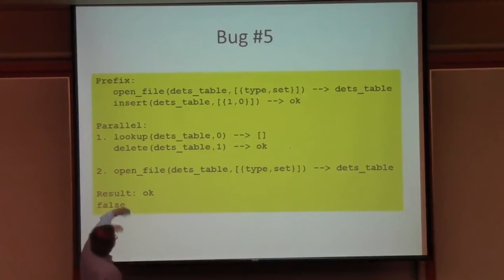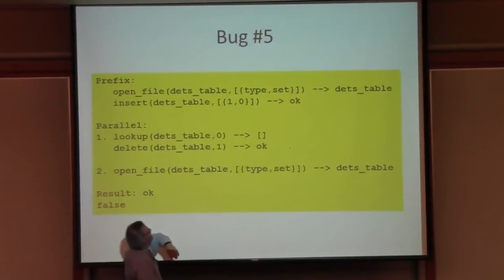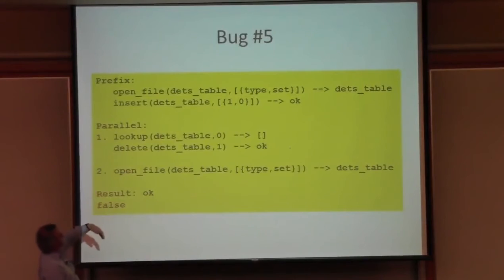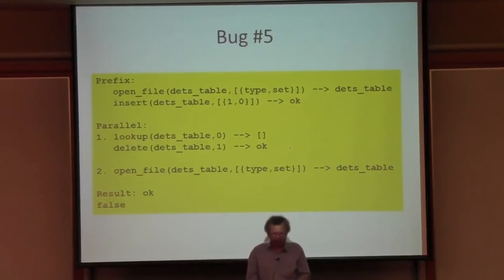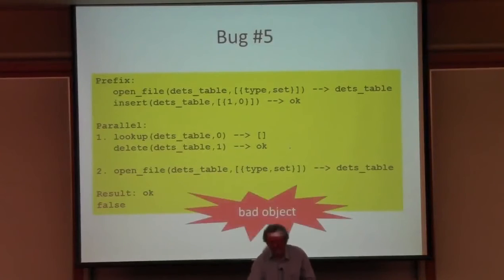Okay, so in the prefix, we opened the file. Now we actually insert something into it, the tuple 1, 0. And then in parallel, we reopen the file in the second process. And in the first, we look up something that's not there and delete the thing that is. Once again, all the return values are consistent with the specification. But when we checked for corruption, we got bad object. So that was cool.